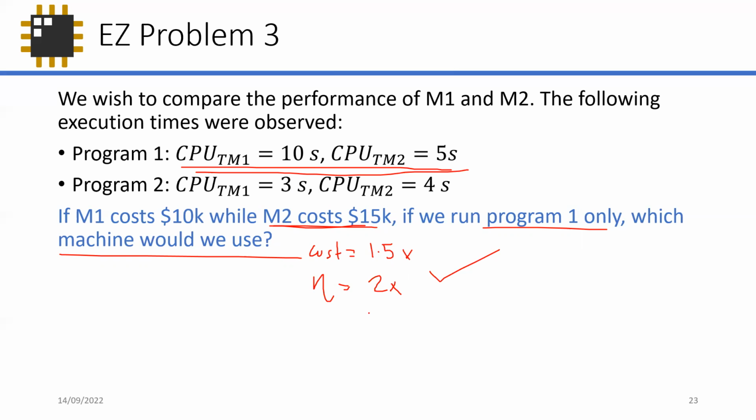There's another way to treat it: sometimes people don't care about the cost. If you're a very rich person, you say, okay, I'm just going to get the M2 because I still get two times speed up. I don't care about the cost. But sometimes people multiply the cost, $10,000, by the CPU time. So you get something like $10K times 10 seconds. That's 100K dollar-seconds.